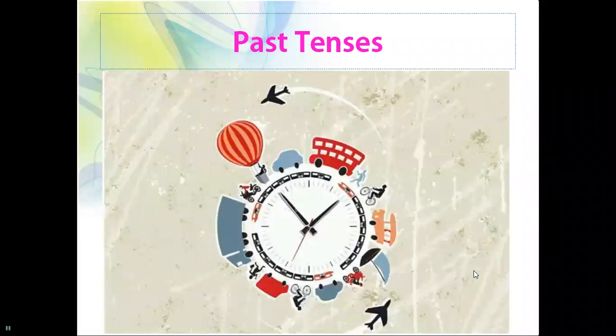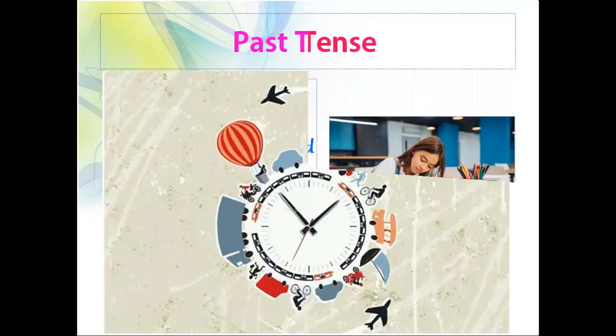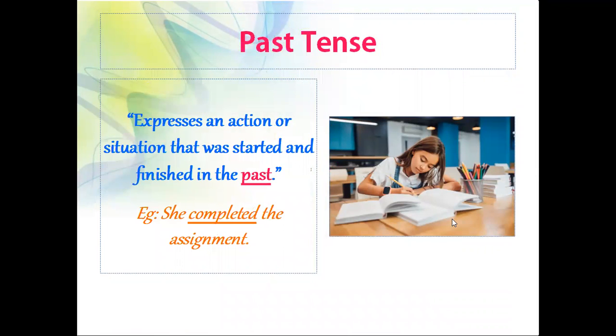In the last class we discussed present tense. Today we are going to discuss past tense. Do you know what is meant by past tense? It expresses an action or situation that was started and finished in the past. So the action which has already started was already completed or finished in the past.